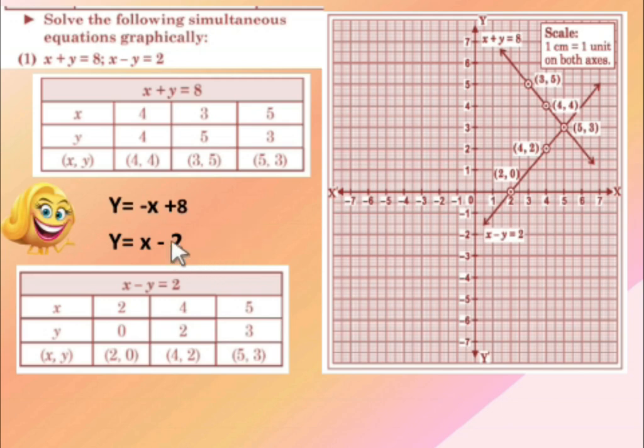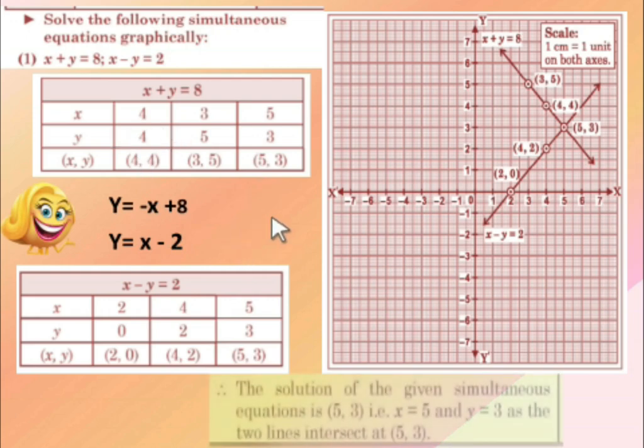What did I tell you? I told you, put this first as 0. Then see the number. Put the same number there. So you become 0. And then the third one, put it as 1. If it is not done, you can take it as 0, 1, minus 1 also. The solution of the given simultaneous equations is 5, 3. Very important statement. You should not forget to write this.